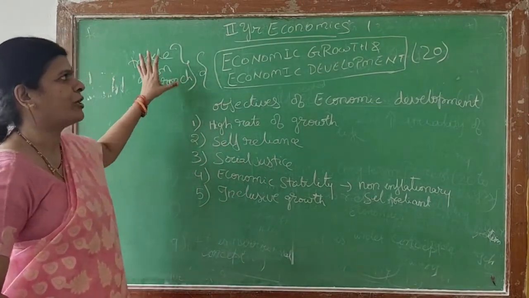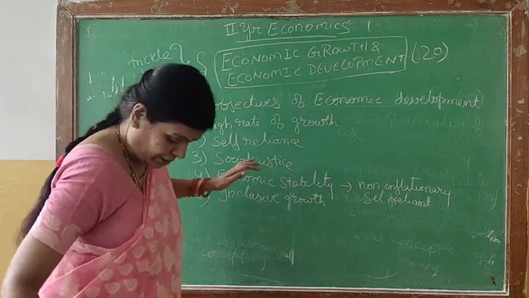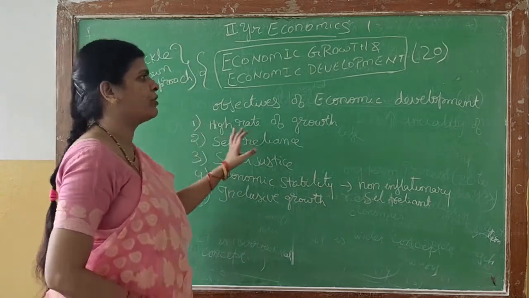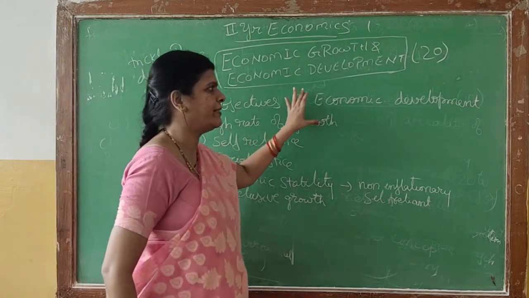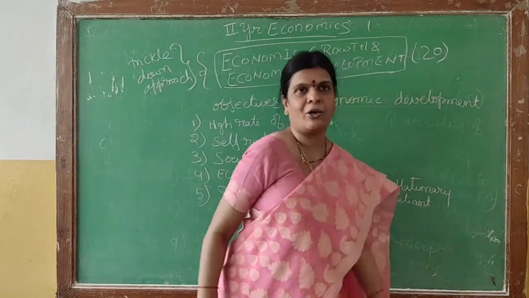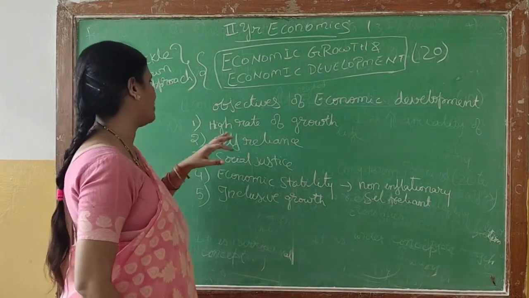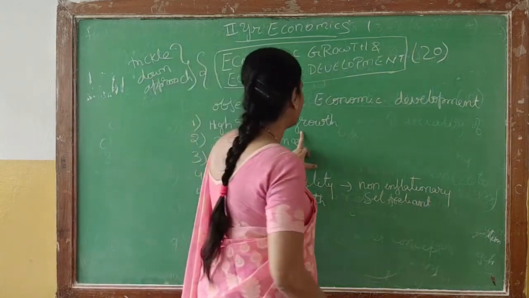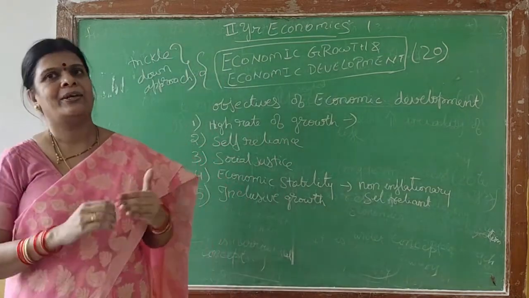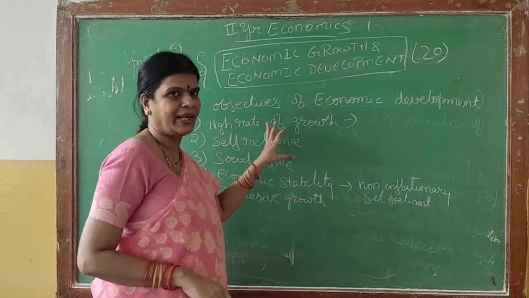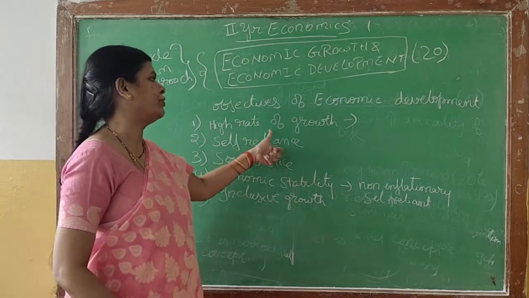Girls, till now we have seen what is economic growth, economic development, differences, factors of economic growth and factors of economic structural changes in economic development. Now we will see objectives of economic development. What are the objectives needed for economic development? The first objective of economic development is high rate of growth. Growth in GDP, growth in national income. All developing countries like India and China are achieving a high rate of growth.